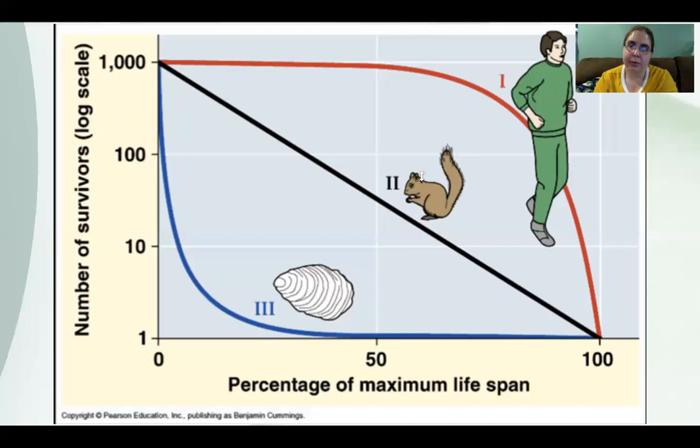And then here, type 2, we have a squirrel. It could die young, but the chance of it dying young is pretty much equal to the chance of it growing up and dying old.